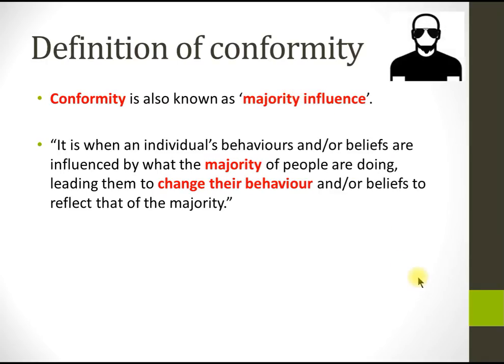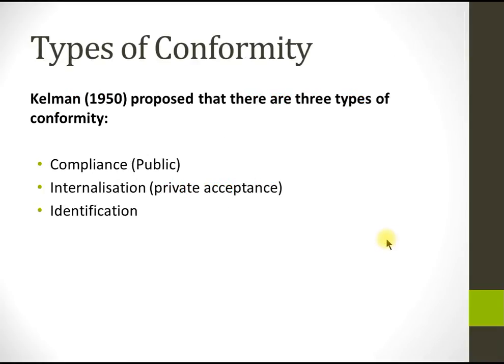So, a definition of conformity. Conformity is sometimes also known as majority influence, and it's essentially when individuals' behavior and/or beliefs are influenced by what the majority of people are doing or think, or the group norm. And this results in a change in your behavior and/or beliefs. There are three types identified by Kelman: public compliance, internalization, which is private, and identification. We'll look at each of these in turn, providing examples as we go.